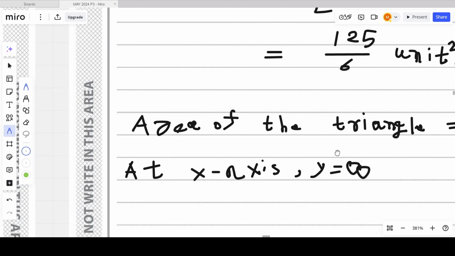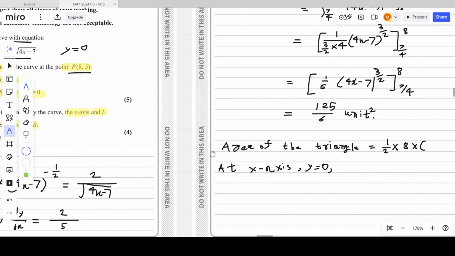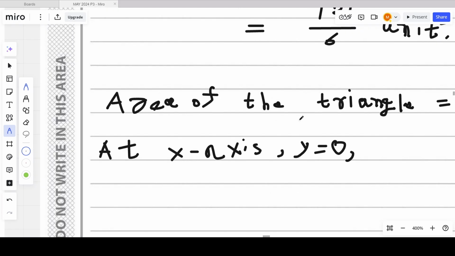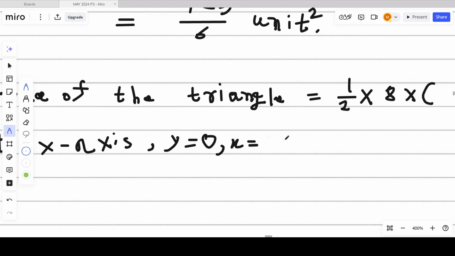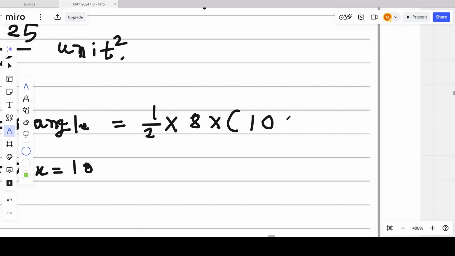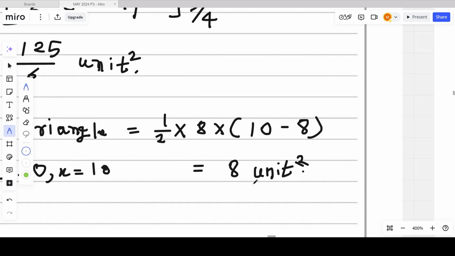So just put y equals to 0 into the equation. If you put y equals to 0 in the equation of line L, what will you get? 5x minus 50 equals to 0. So x equals to 10. We got the x coordinate, x equals to 10. So the base is 10 minus 8. Done. Okay, so what would be the area of the triangle? This is 4 times 2, this is 8 unit squared. Okay, we got the area.